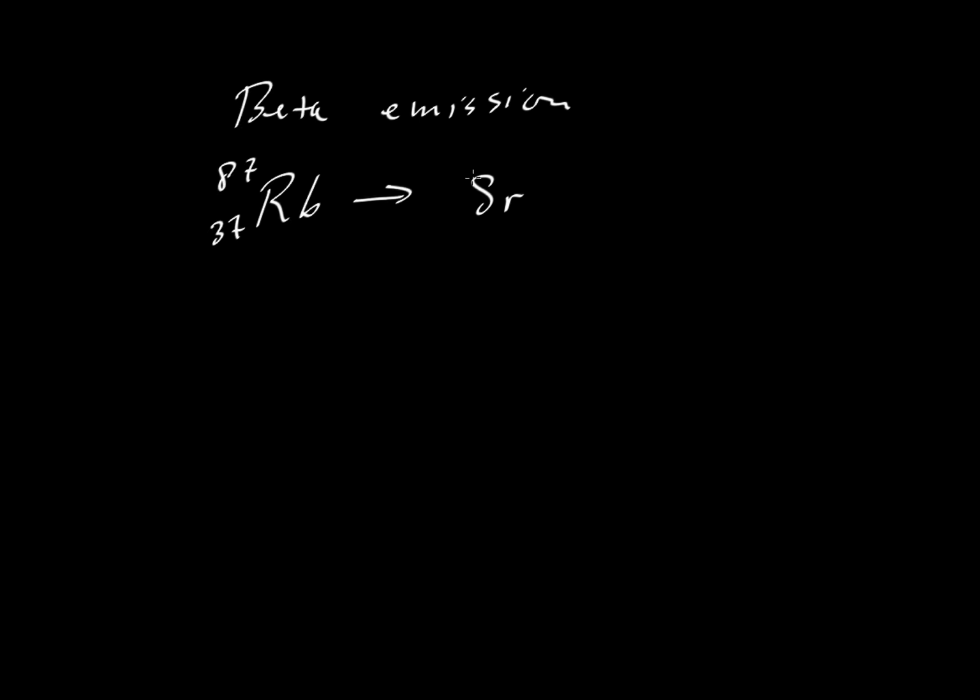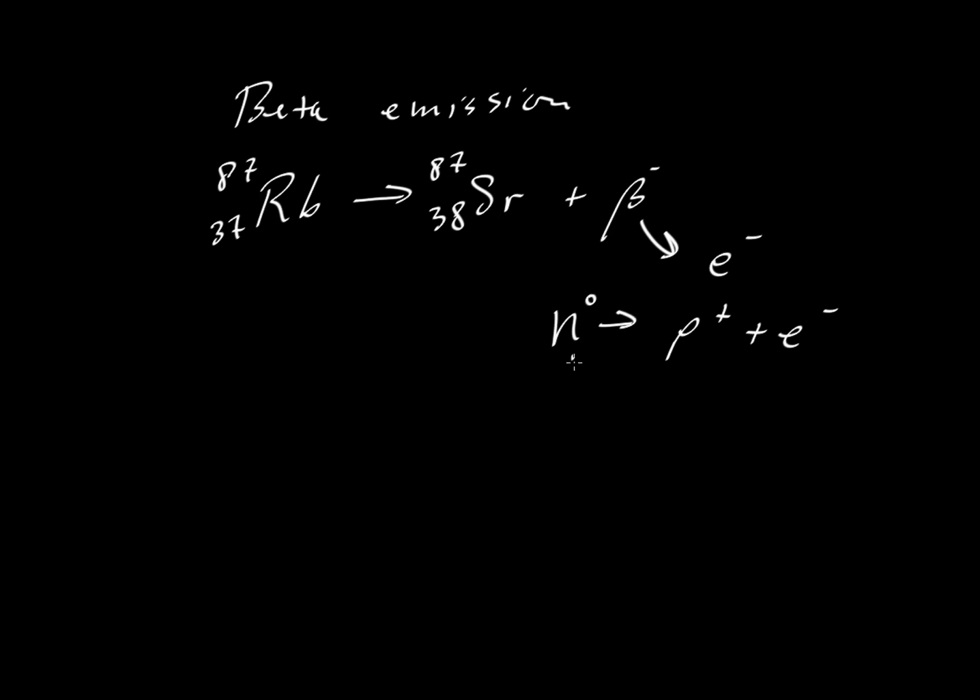Then there is beta emission. So with beta emission, we have this kind of example. We can take rubidium-87 with an atomic number of 37, and it can decay into strontium-87 with an atomic number of 38, plus the emission of a beta particle. What is this beta particle? It's an electron from the nucleus. In this case, a neutron has decayed into a proton plus an electron.